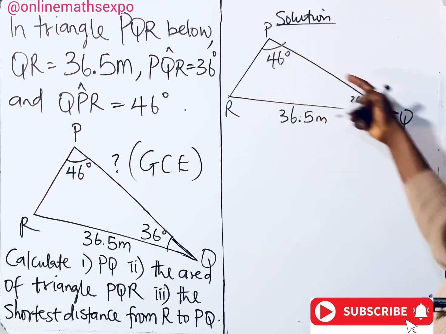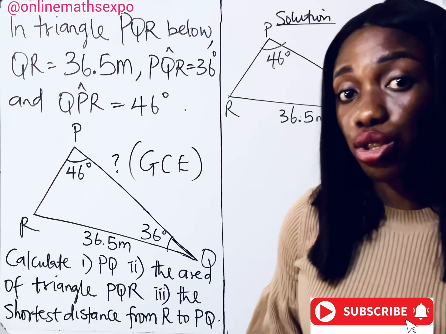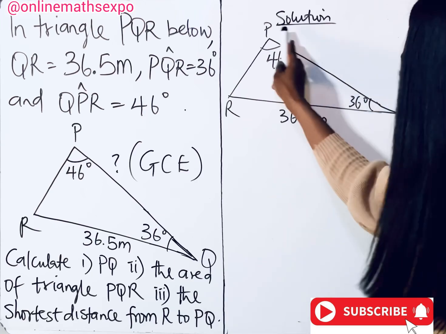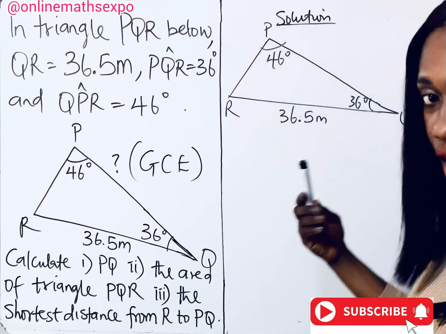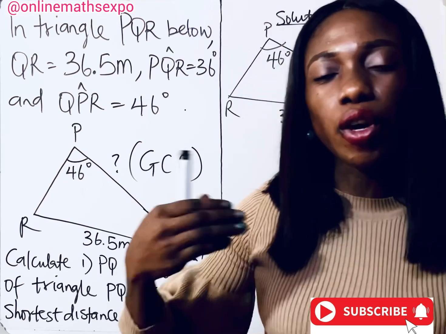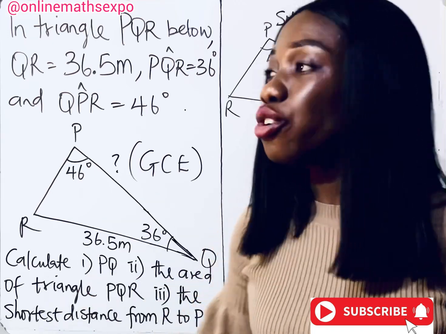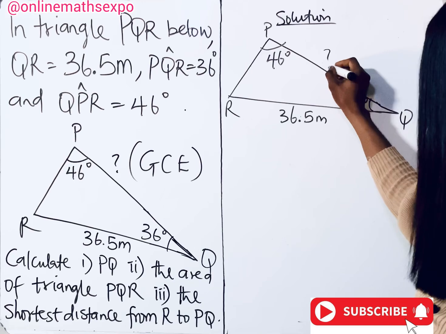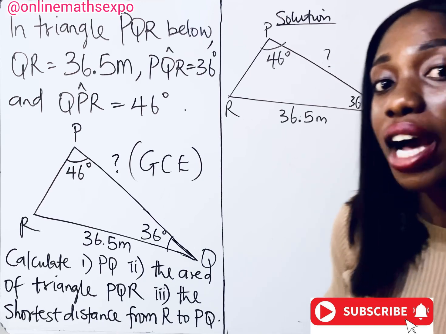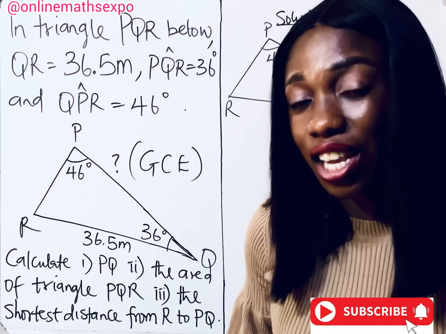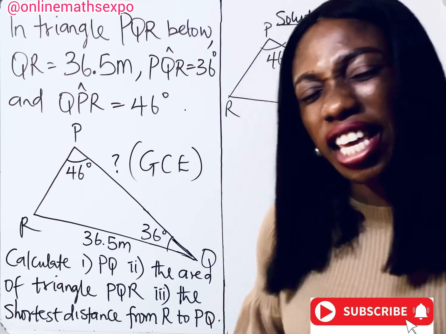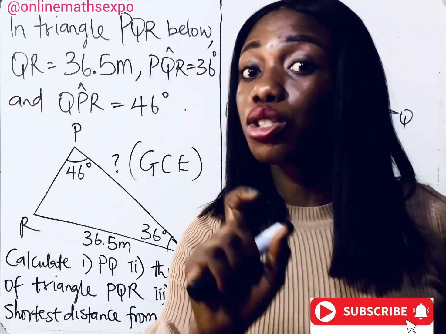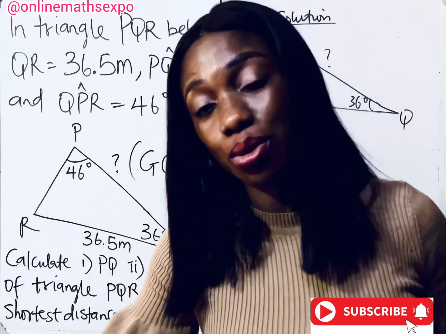Now to find this length, what do you think you should do? Which rule will you obey? When you look at this, you observe that this is a complete triangle. So each time you have a complete triangle and you are looking for a missing side, just remember to make use of either your sine rule or your cosine rule. Now in this tutorial, I'm going to answer which one we are going to make use of.